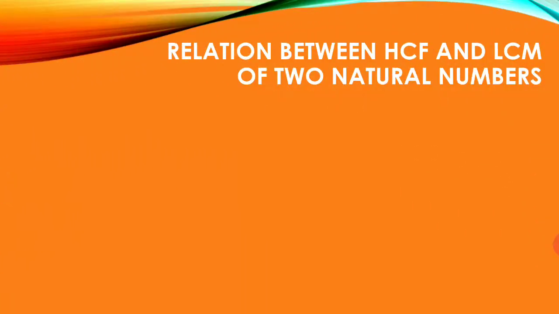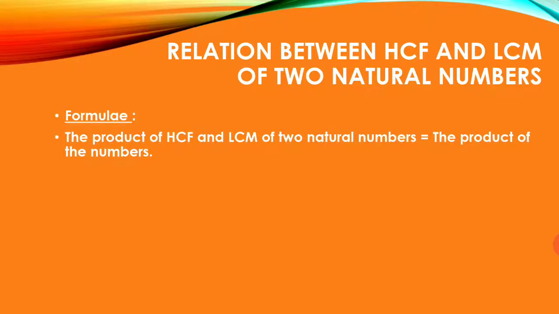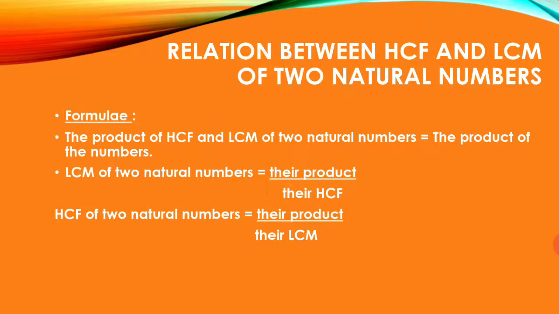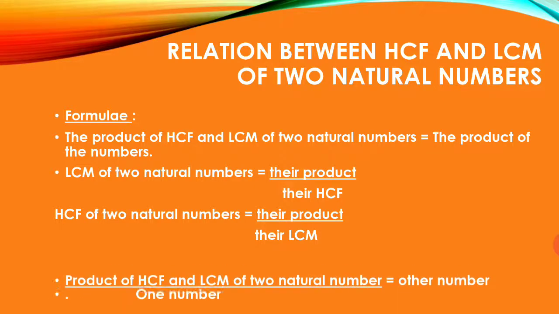Now, relation between HCF and LCM of two natural numbers. For this, you need to have the formulas with you. Now, first formula is: product of HCF and LCM of two natural numbers is equal to the product of the numbers. Second, LCM of two natural numbers is equal to the product of the two natural numbers divided by their HCF. Third, HCF of two natural numbers is equal to their product divided by their LCM.